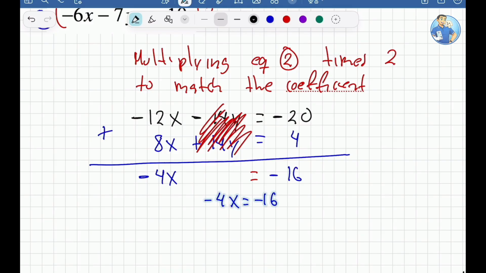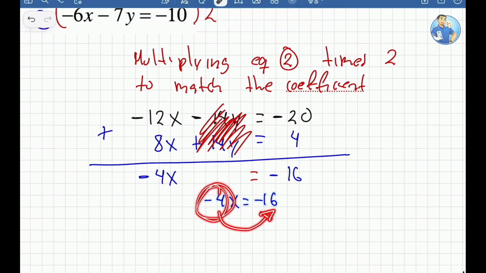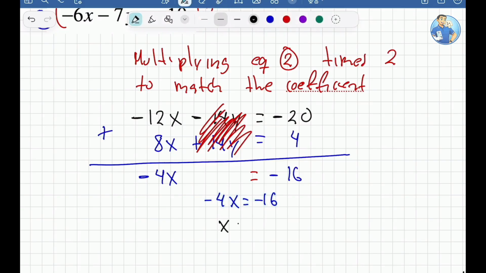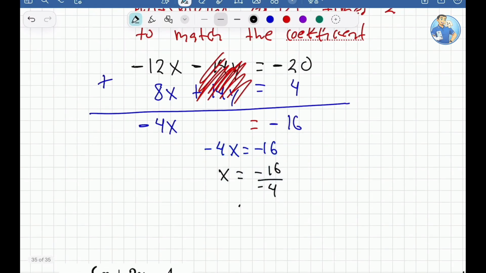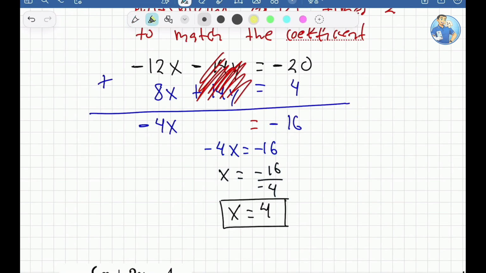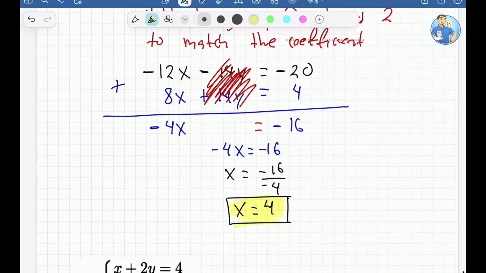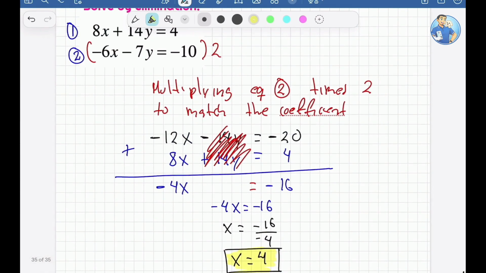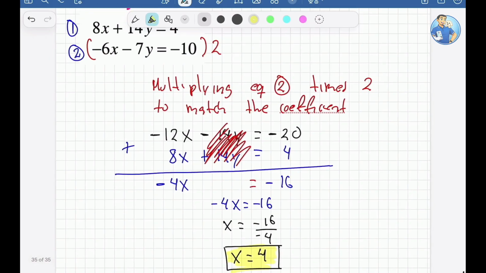By using the opposite operation: this minus 4 is multiplying, so it has to be dividing on the right side. So we have x equals minus 16 divided by minus 4. So x is going to be 4. This is our x, but then we need to solve for y. We can use this x to find the missing variable.